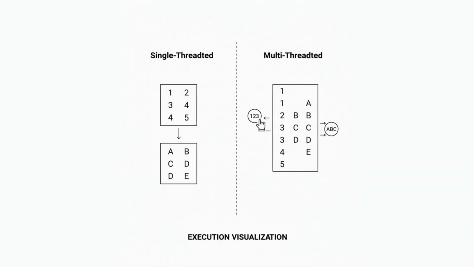Now, suppose we want to print numbers and alphabets at the same time. Without threads, first numbers print, then alphabets, and with threads, both run simultaneously and order may vary. This demonstrates the power of multithreading.